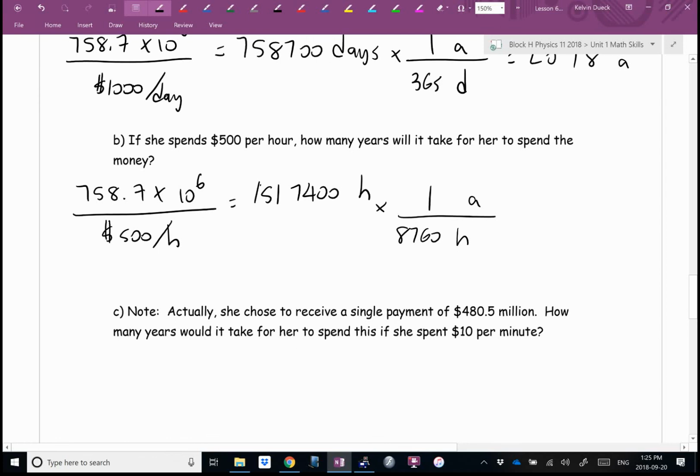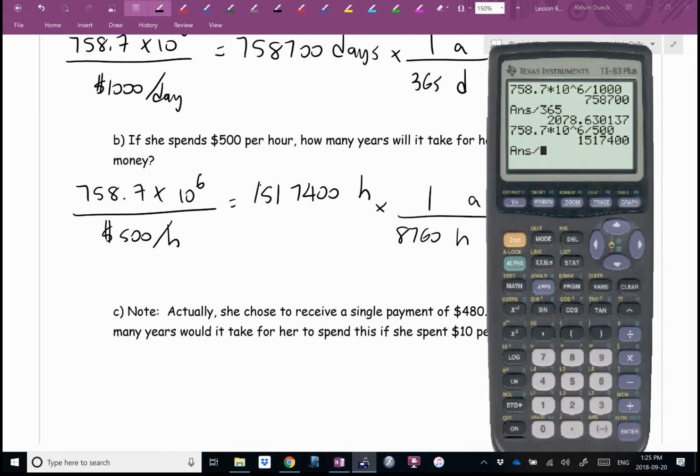Is 1 year. So I'm going to divide this by 8,760. Can she spend that in her lifetime? If she spends $500 per hour, 24/7, no eating, no sleeping, can she spend it all before she dies? How many years would it take? So can she spend that all before she dies? Not even close.